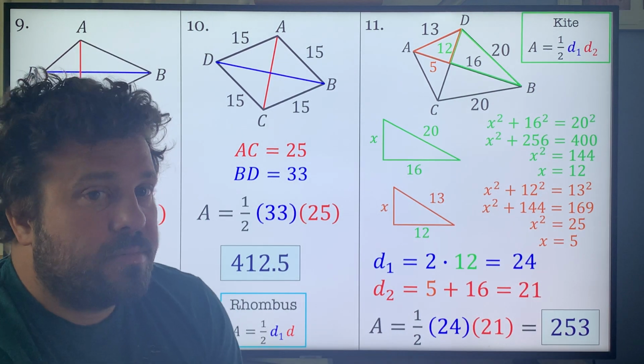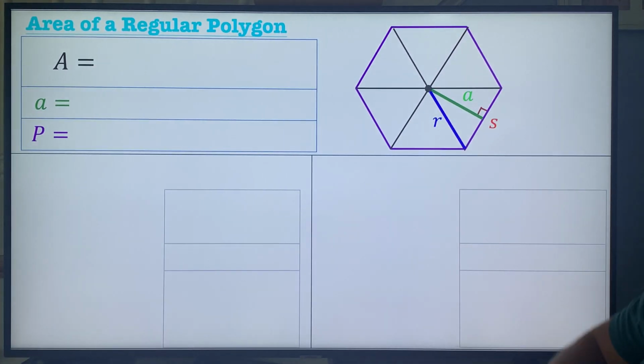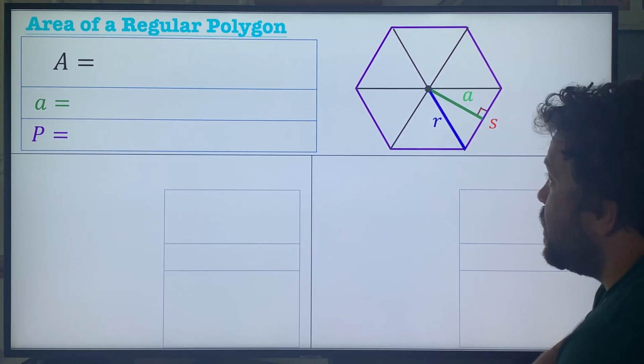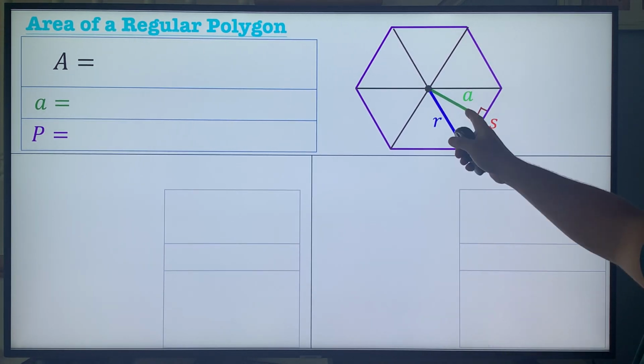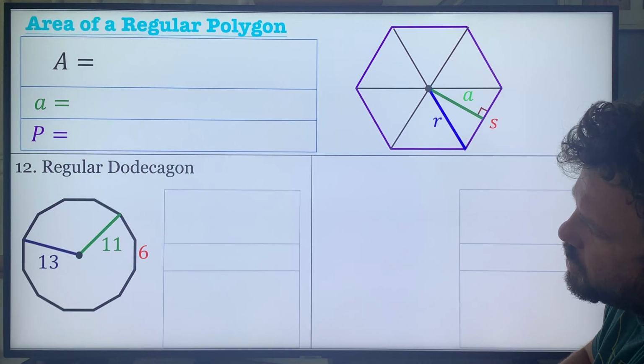Ready for the next one? Let's go. We're going to Kahoot along. This is a quick lesson because we spent most of the time doing these Kahoots in class. Right here, area of a regular polygon. We're going to start with a decagon.